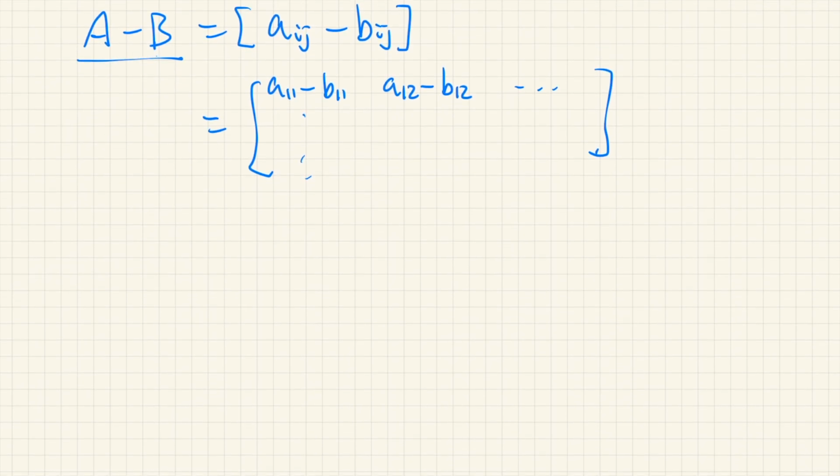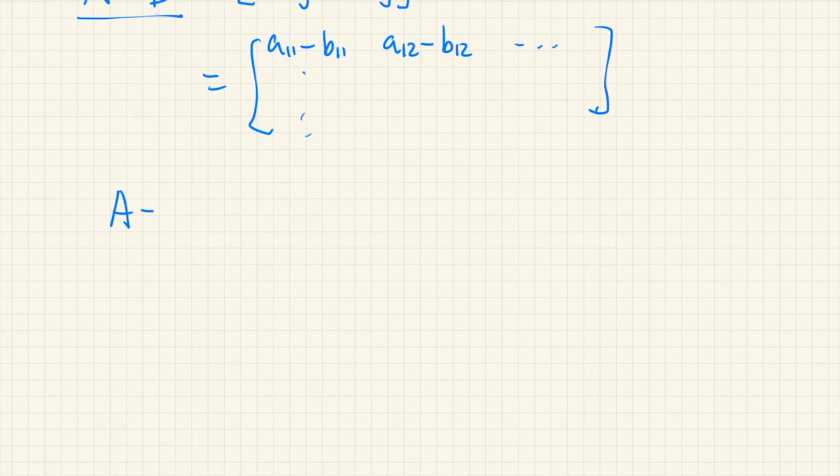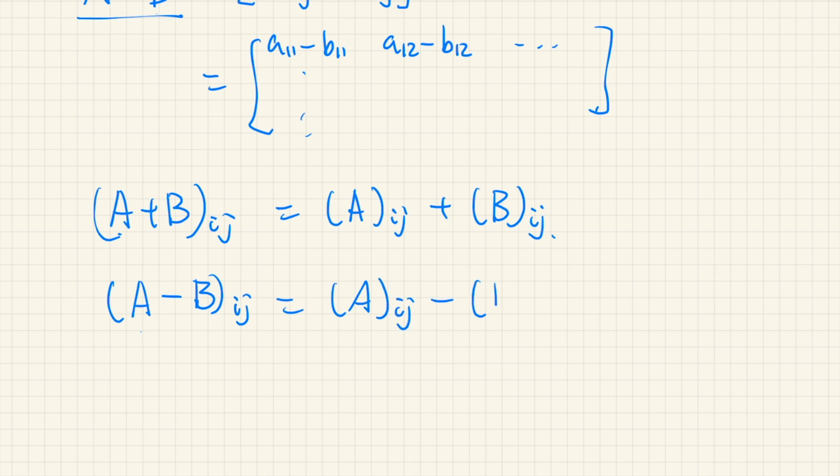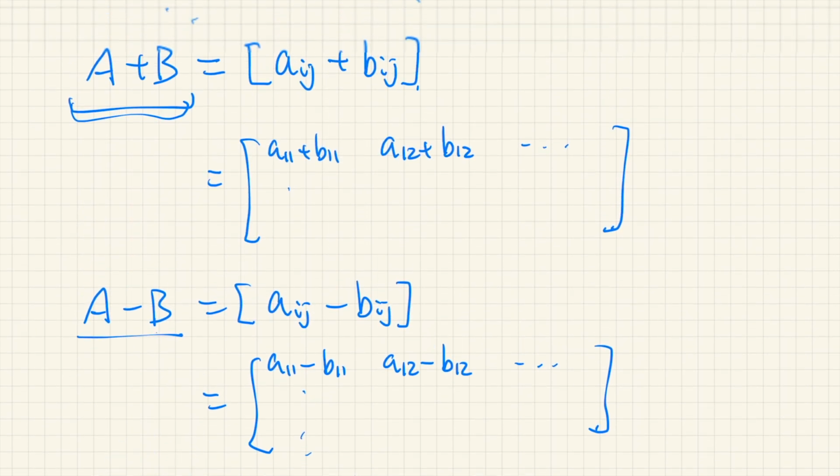In alternative notation, we can define the addition like this. The ij element of A plus B is equal to the sum of the ij element of A and the ij element of B. And similarly, the ij element of A minus B is equal to the difference between the ij element of A and the ij element of B. We are saying the same thing here as this.